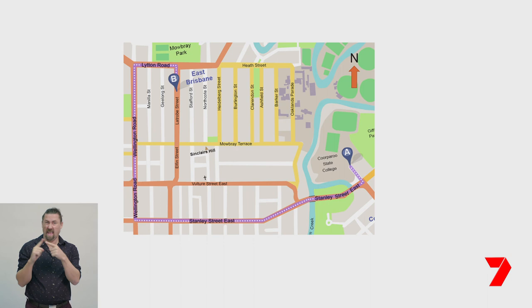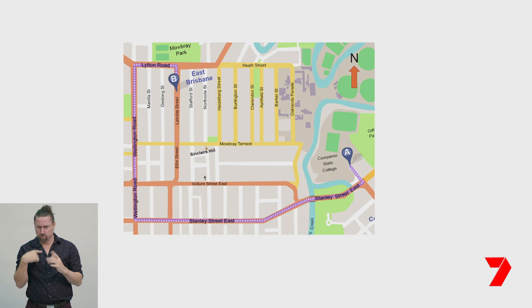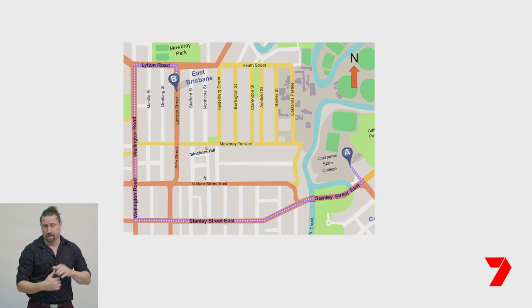Okay, now I think we are ready for a real map. This is a map of a suburb called East Brisbane. You can see the name of the suburb in blue writing. It's the biggest writing on the map, so we know it's the name of an area. We've got some instructions to get from Cooperoo State College at A to a friend's house in Latrobe Street, marked B on this map. Follow along with the instructions to see how it matches the path we need to take to get from A to B.